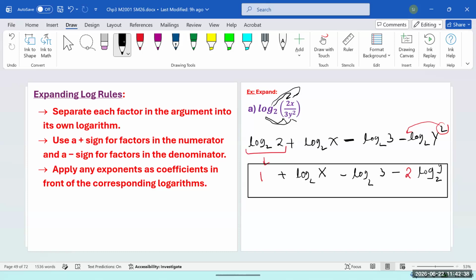Instead of writing one single log, you write multiple logs based on the number of elements you have in your argument. And definitely this type of question will be in the exam, and in the final exam.